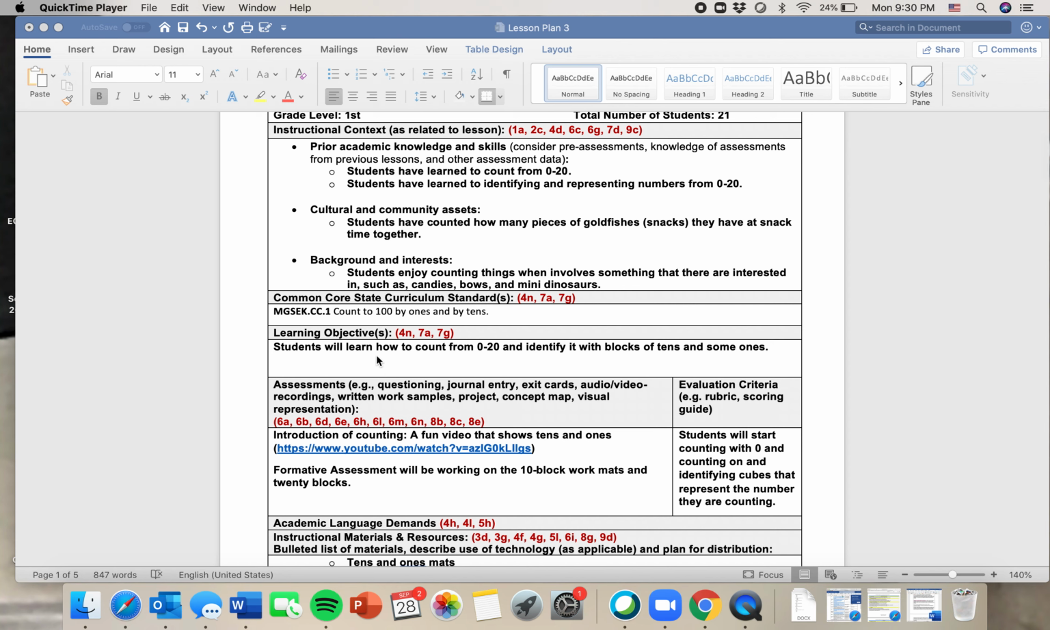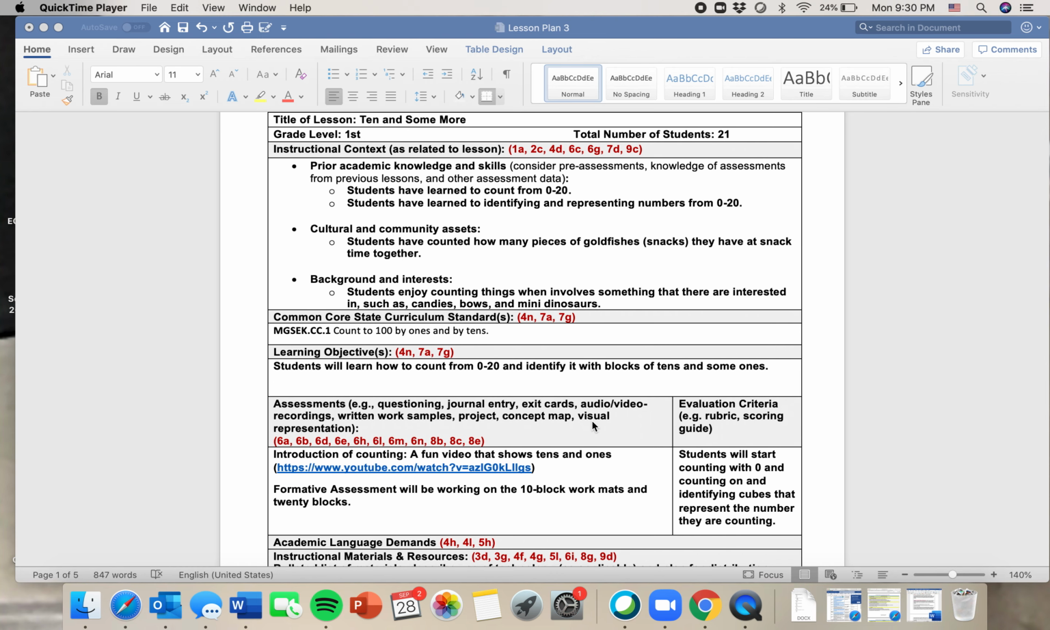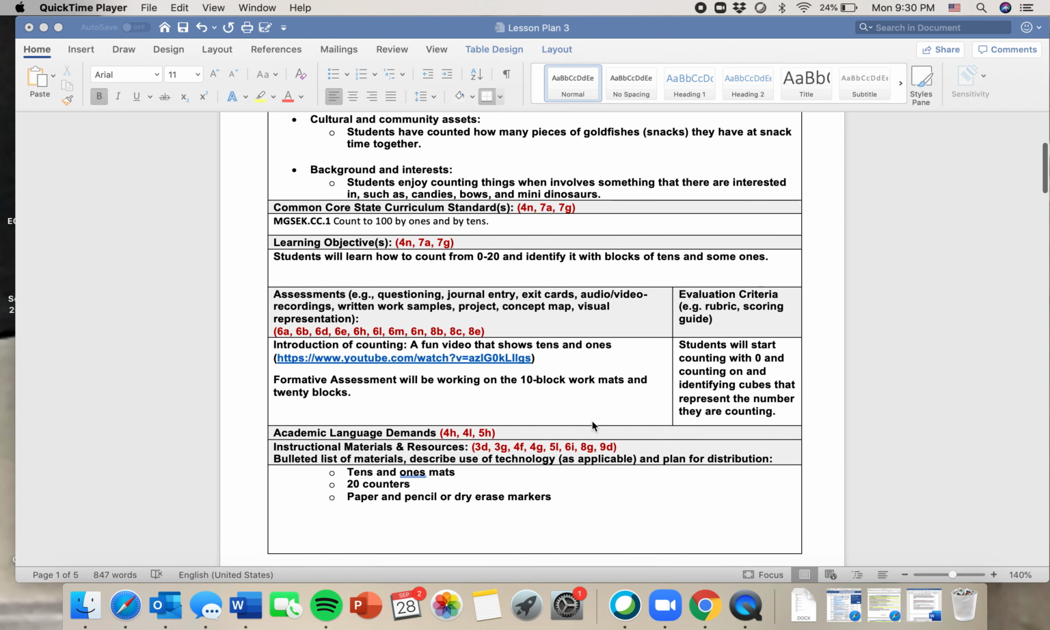So the learning objective is students will learn to count from 0 to 120 with blocks of tens and some ones. That is to help them to count. So here's a video of an introduction for students to count. And the formative assessment will be working with 10 block work mats and 20 blocks.